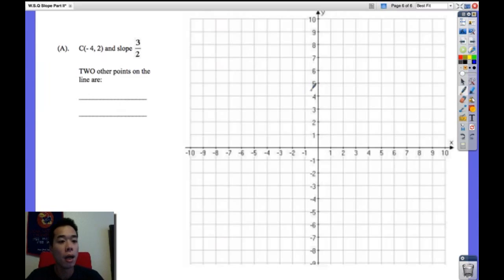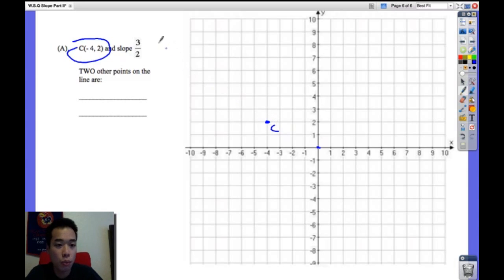Last question. Given point C at -4, 2, and slope 3/2, find two other points on that line. So first thing I'm going to do is graph -4, 2. So starting at 0, 0, you always start at 0, 0. Go over -4, up 2. There's point C. Now I need to find two more points.